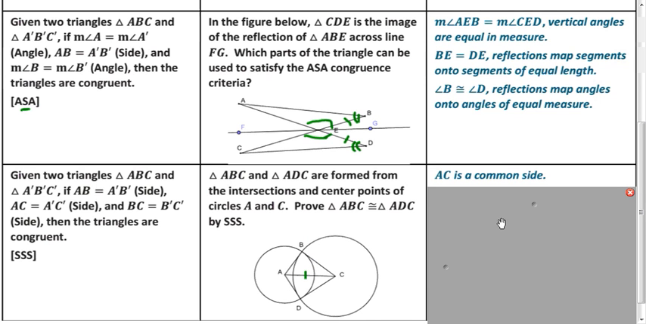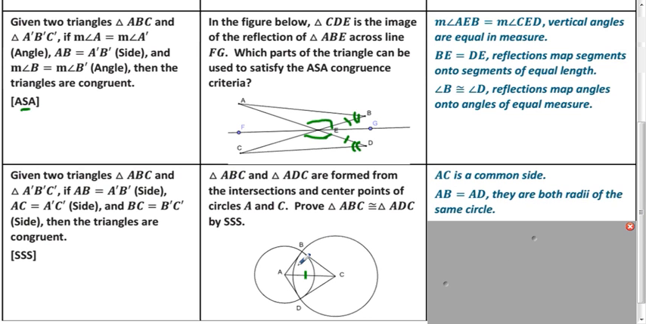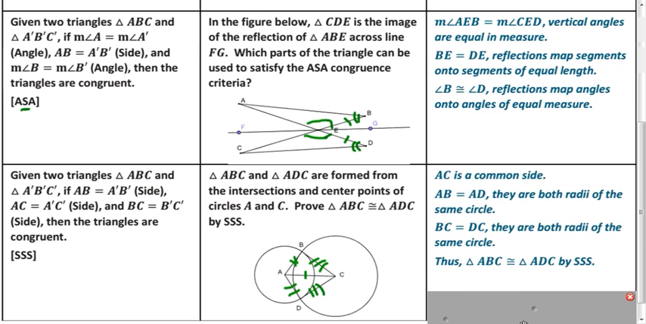And how do the circles help us? Well, we know that AB and AD are equal because they're radii of the same circle. And the same holds for BC and DC. Right, those are radii of the bigger circle. So now we have side, side, side satisfied.